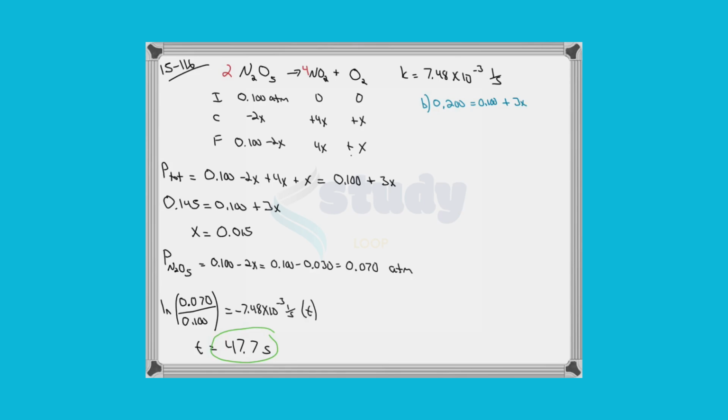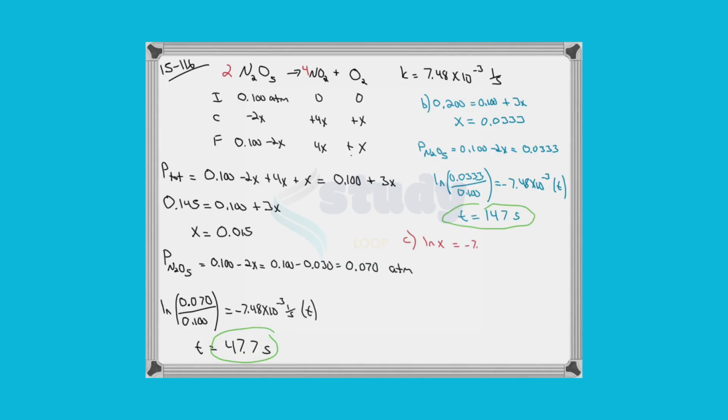Now, to solve for the time required for a total pressure to be 0.200, we'll do the same calculation that we performed here, but plug in 0.200, solve for x, and then using x, solve for the pressure of the reactant at that time. Then, using the pressure of the reactant at that time and the initial pressure of the reactant with the first-order integrated rate law being the natural log of the pressure at time t divided by pressure at time 0 equals negative kt, we can solve for t, or time, as we did down here, and we get 147 seconds.